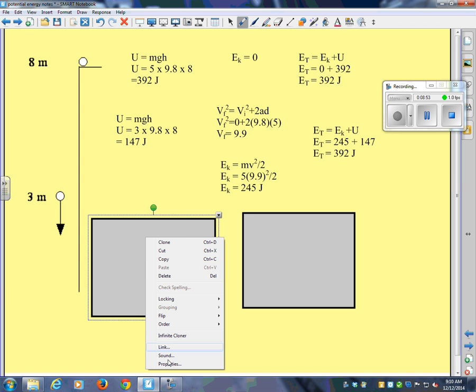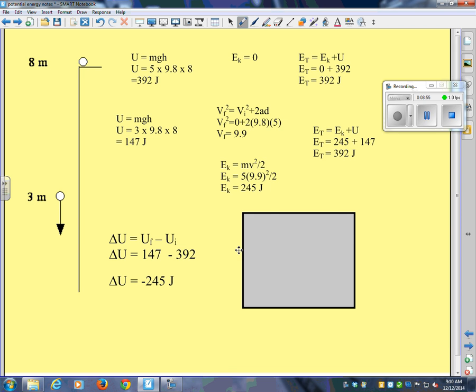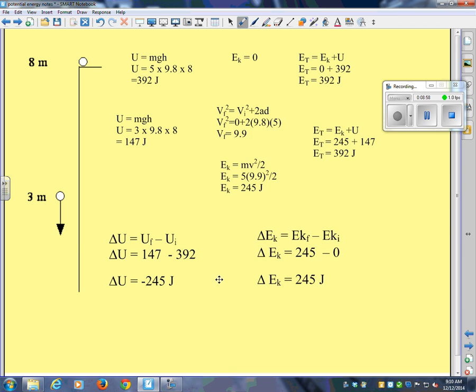When it's at the bottom, this just shows conservation of energy. You don't need to write this down. Delta U, change in potential energy, is 147 minus 392, which is negative 245, right? UF, final potential energy. UI, initial potential energy. It lost 245 joules of potential energy, and interestingly enough, gained 245 joules of kinetic energy. That's a long way of saying what Joey said at the start. Couldn't we just subtract?